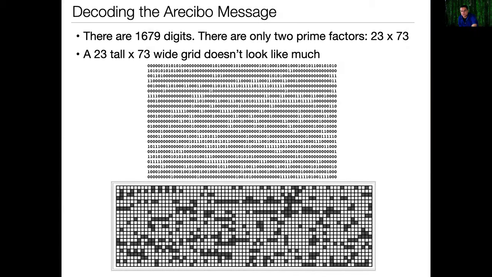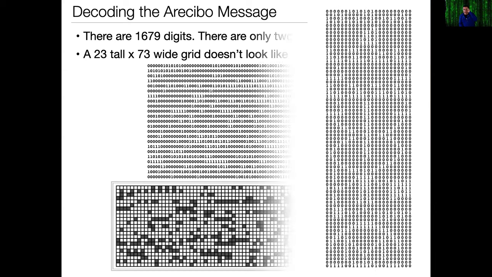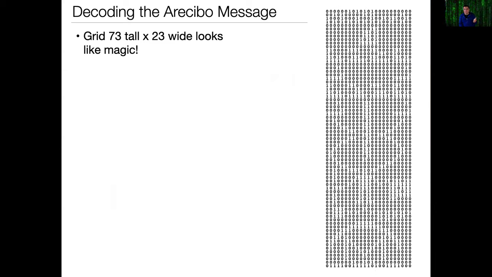Okay, and that's what you get right there if you do that. If I take that message and I color in all the ones, I get the image at the bottom. And if you look at that image, it doesn't look like much. So at this point, you're like, well, I still think this was an intelligent signal, so let me do it the other way. Instead of making 23 rows with 73 characters, let me make 73 rows with 23 characters. And if you do that, almost like magic, you can see there is structure in the image.